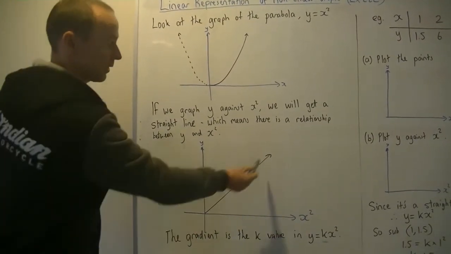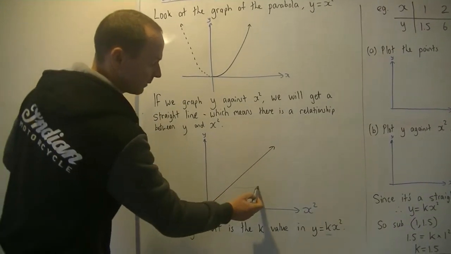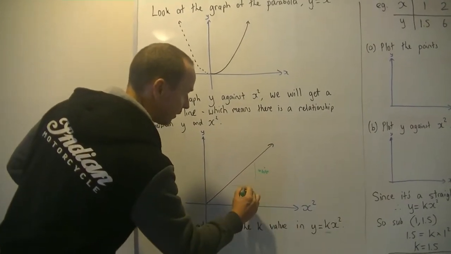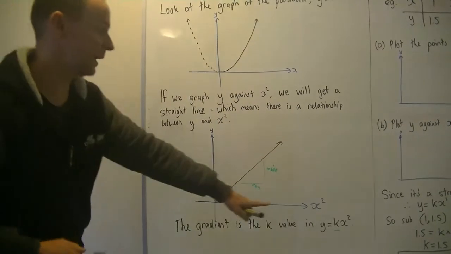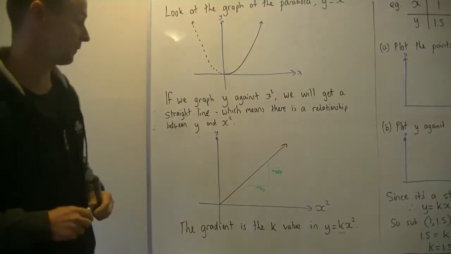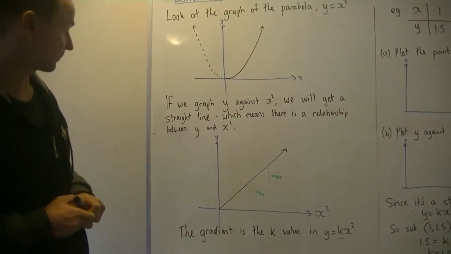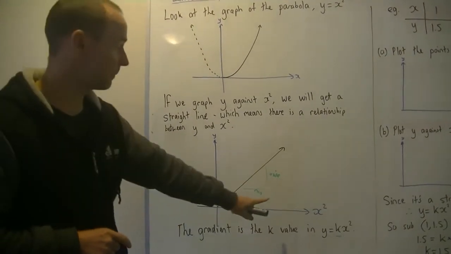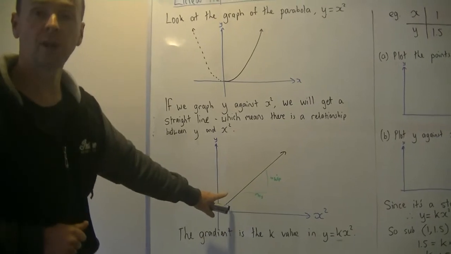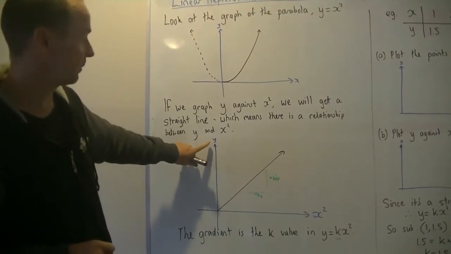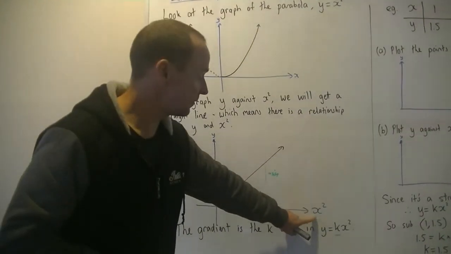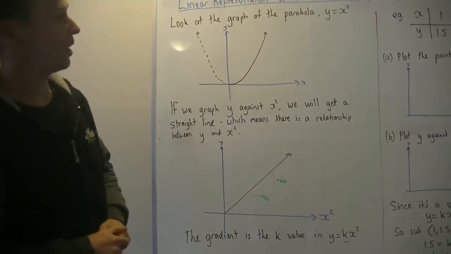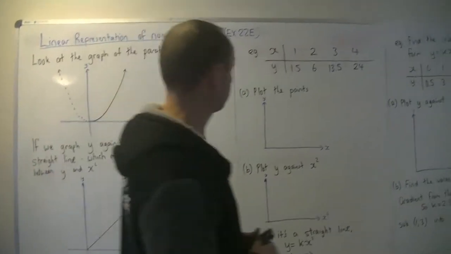So once we have this straight line plotted, we can find the gradient, find any 2 points, rise over run, find the gradient, and that's the k value, and that goes in front of that equation. And that's all you have to do. So remember, if you've got the two variables and you graph them and it's a straight line, then you know that's a relationship. So in this case, y is related to x squared, so it's y equals kx squared. Alright, let's do some examples, I'll show you what I mean.